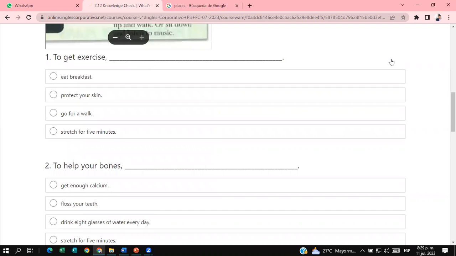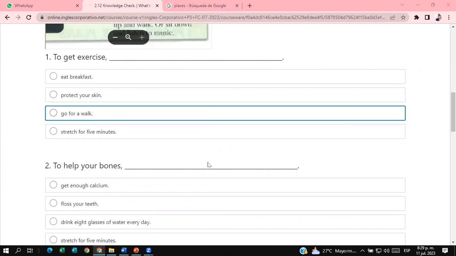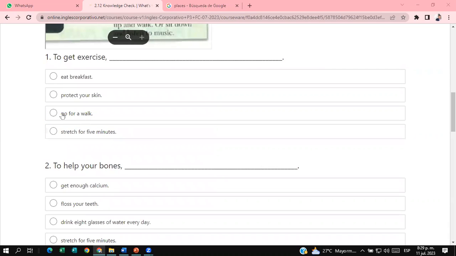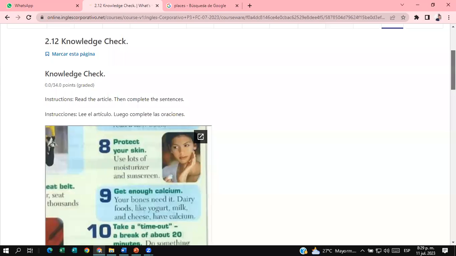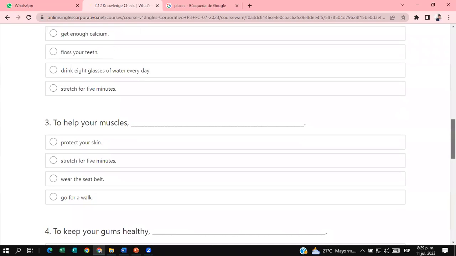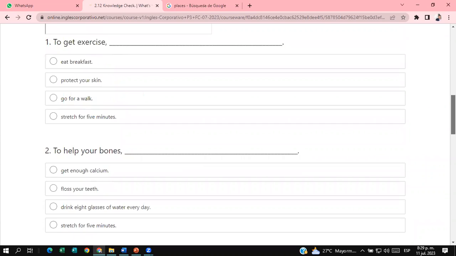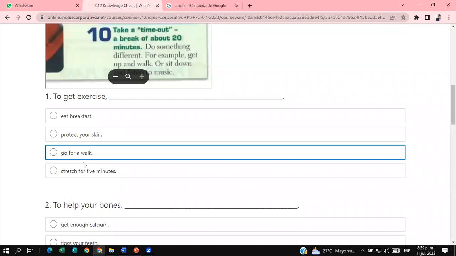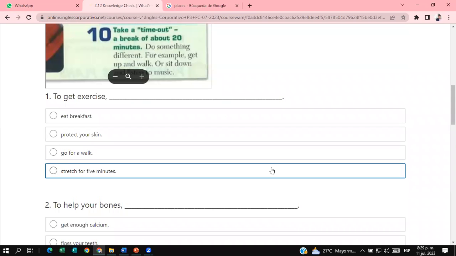Now, let's see. You're going to be the ones completing this exercise. I want to select Jose Heriberto, number 1. To get exercise and... Okay. Let's read the instructions. It says, read the article, then complete the sentences. Okay, that's what it says. So, to get exercise, go for a walk or stretch for 5 minutes. So you select this option. Stretch for 5 minutes. Okay.